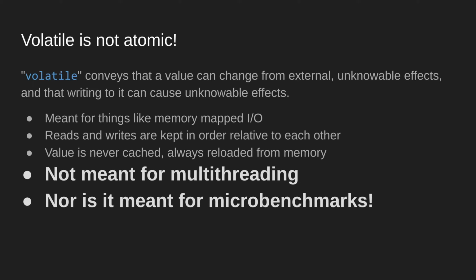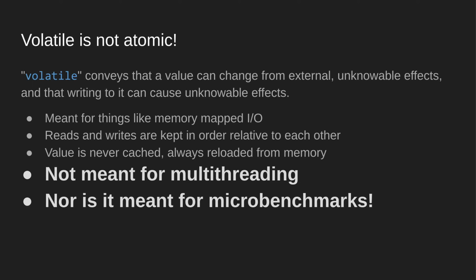It's not. It's absolutely not. And volatile is also used a lot in micro benchmarks, but that's also problematic because, again, it's kind of orthogonal, right? It doesn't really have anything to do with micro benchmarking. It has to do with memory mapped I/O, and well, so that's my advice for you. Don't use volatile unless you are actually working with memory mapped I/O.